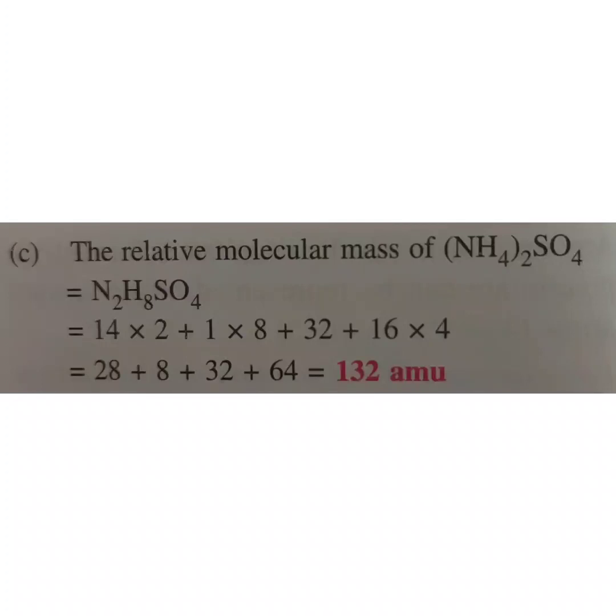if you're opening the brackets, you have to multiply N by 2 as well as H4 by 2. So you're going to get 2 atoms of nitrogen, 8 atoms of hydrogen, 1 of sulfur and 4 of oxygen.